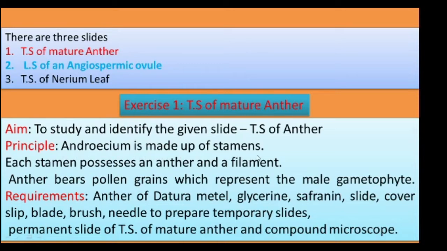Androecium is made up of stamens. Each stamen possesses an anther and filament. Anthers bear pollen grains, which represent the male gametophyte. Requirements: anther of Datura metel, glycerin, safranin, slide, cover slip, blade, brush, needle to prepare temporary slides, permanent slides of TS of mature anther, and compound microscope. So these are the things required for the preparation of a temporary slide.